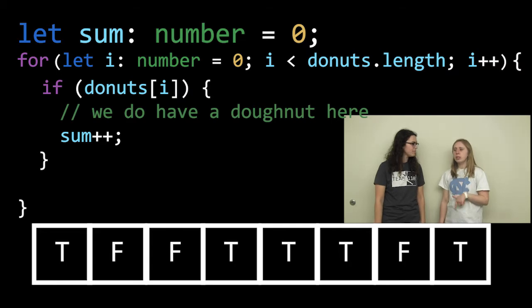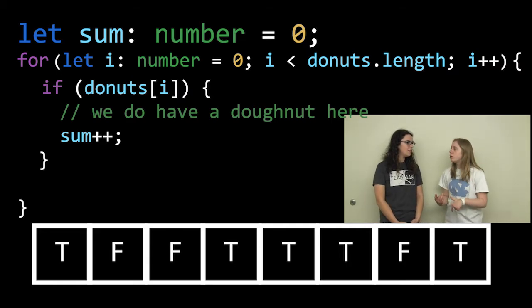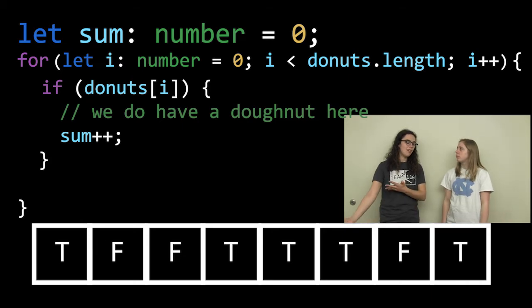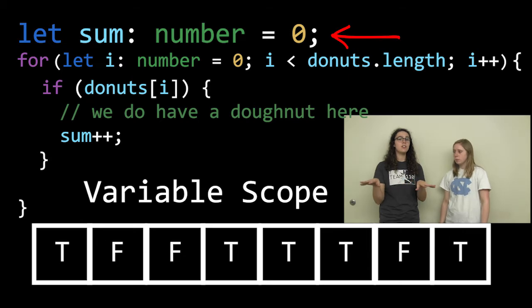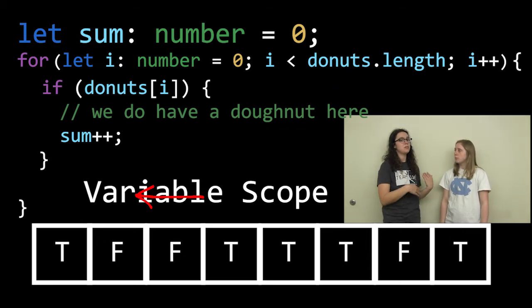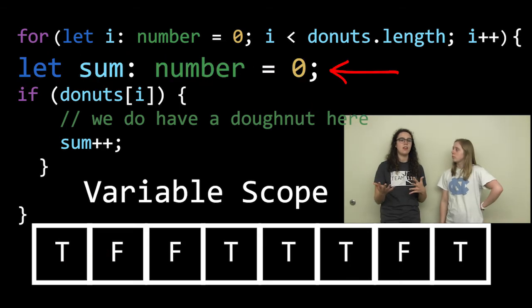Wait, how come we're declaring sum outside of our for loop if we're going to be using it inside of our for loop? Yeah, so it's this thing called variable scope. When we declare it outside the for loop, we can use it inside the for loop, and we can use it outside of the for loop. If we were to declare it inside the for loop, we can only use it in there, because variables can't really escape curly brackets.